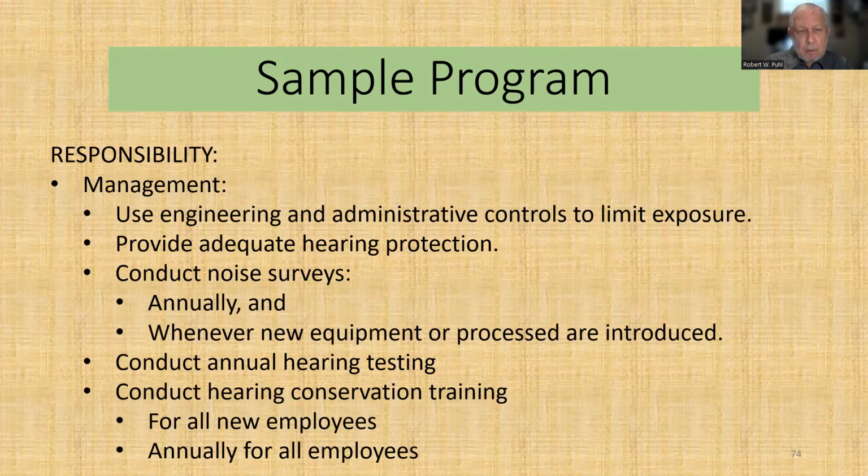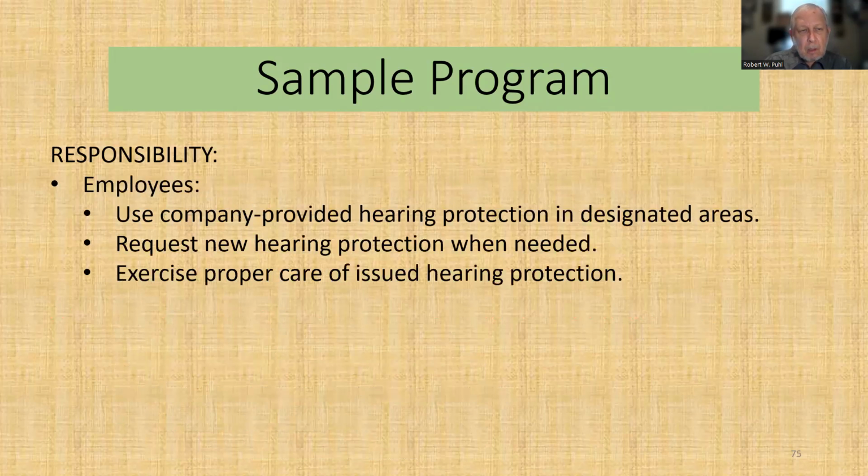Responsibility of management: use engineering and administrative controls to limit exposure. Always a good idea. Provide adequate hearing protection. Conduct noise surveys annually. This is an example program. They're saying do it annually, which is a good idea. And whenever new equipment or processes are introduced, conduct annual hearing testing, conduct hearing conservation training for all new employees and annually for all employees. Employees use company-provided hearing protection in designated areas, request new hearing protection when needed, and exercise proper care of issued hearing protection.